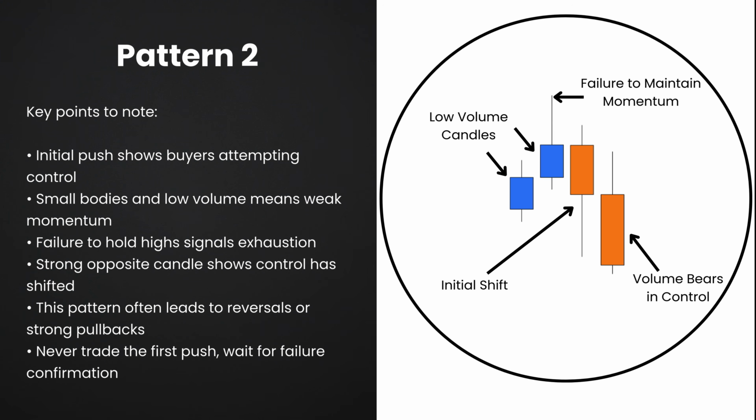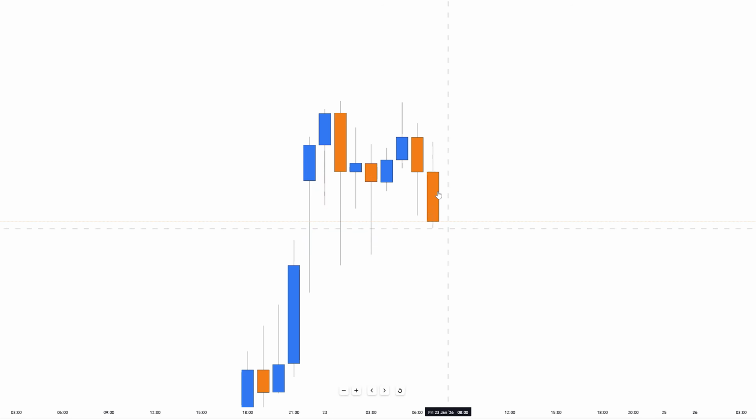Key points to note. Initial push shows buyers attempting control. Small bodies and low volume mean weak momentum. Failure to hold highs signals exhaustion. A strong opposite candle shows control has shifted. This pattern often leads to reversals or strong pullbacks. Never trade the first push. Wait for failure confirmation.